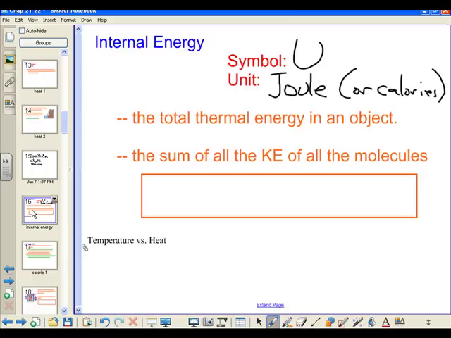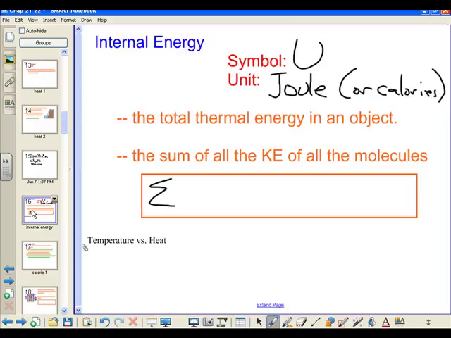This is a big part. When we talk about the first law of thermodynamics, it's the change in internal energy that we're talking about. Internal energy is the total thermal energy of the object. When we add heat to an object, internal energy goes up. When we remove heat from an object, the internal energy goes down.